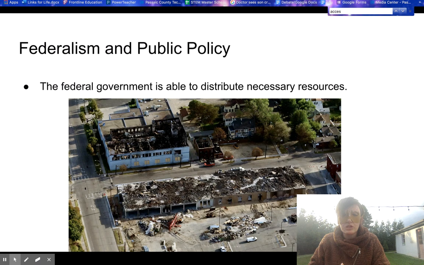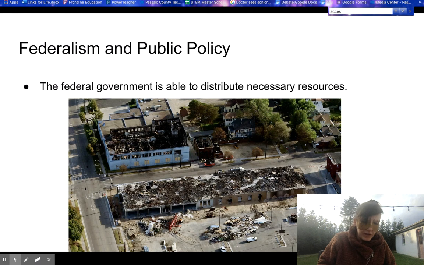All right, so those are just some of the advantages of federalism when it comes to public policy.